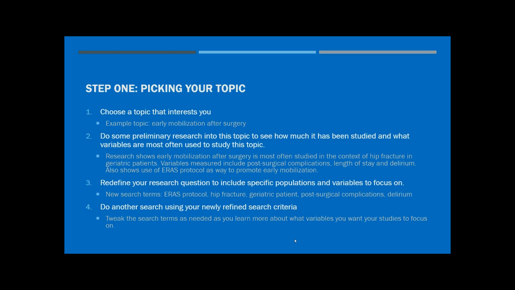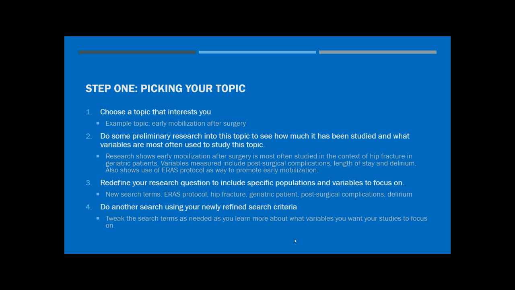So say I wanted to know more about a particular part of that, I would change my search terms and narrow it down so that I can get a bunch of studies that are focused on just one aspect of that question. So I could talk about the ERAS protocol, which is a protocol that was developed to improve recovery from surgery. I could search for hip fractures specifically or delirium, whatever it is you're searching for.